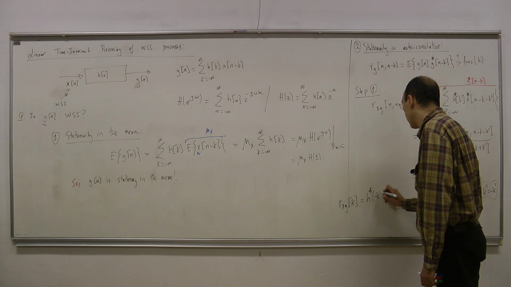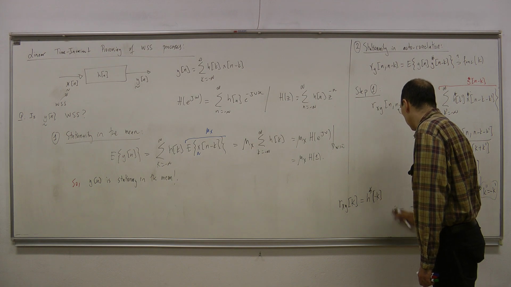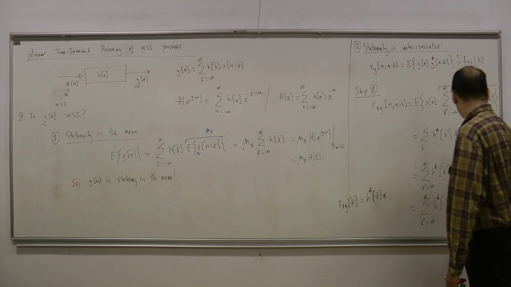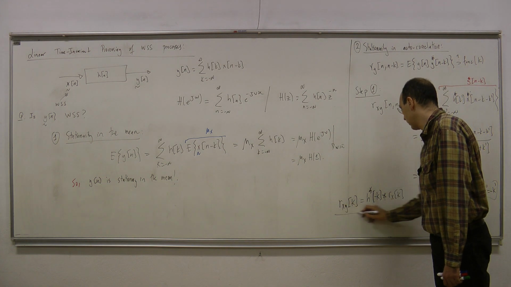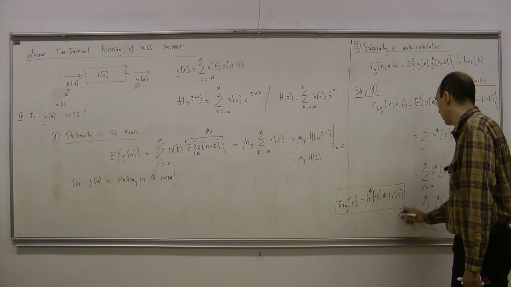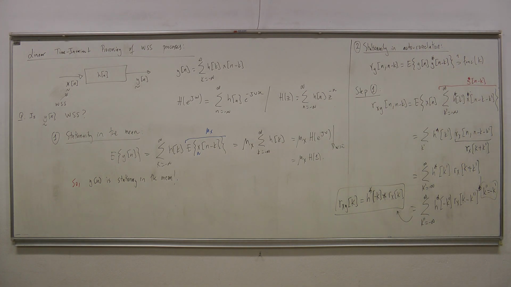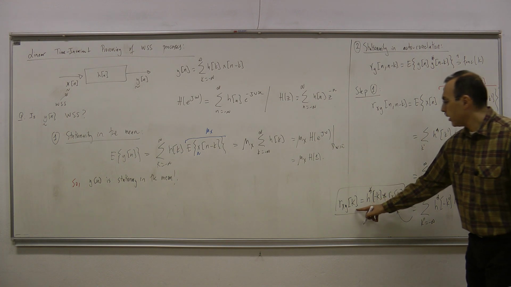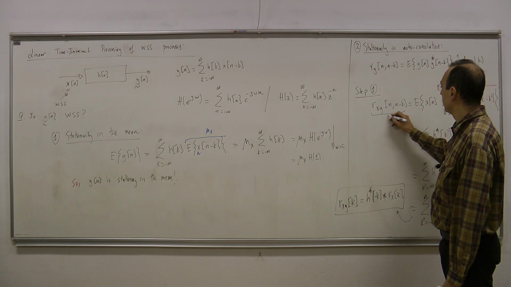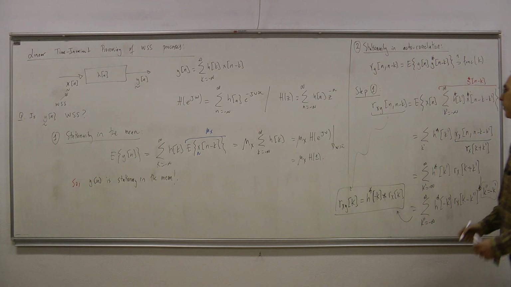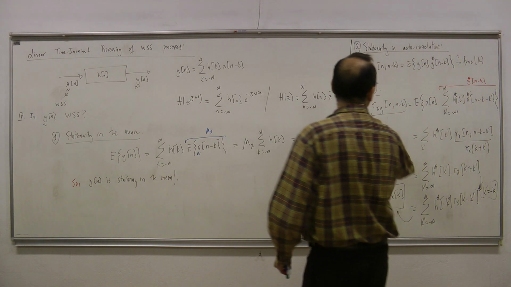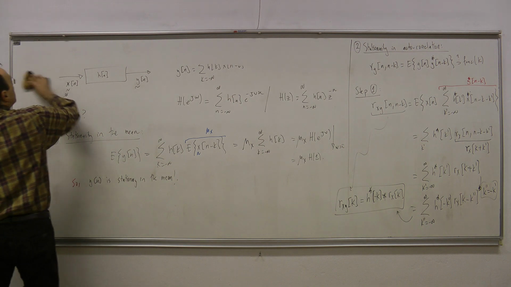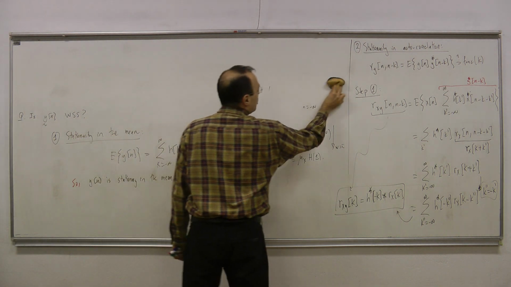H conjugate minus k, convolution with Rx of k. Okay, so this is our final result. So what is this Rxy of k? Now I see that this is this one. So I see there is no n dependence, which is good. Maybe I can make use of it later on. So this is the cross correlation. Now let's do the autocorrelation.